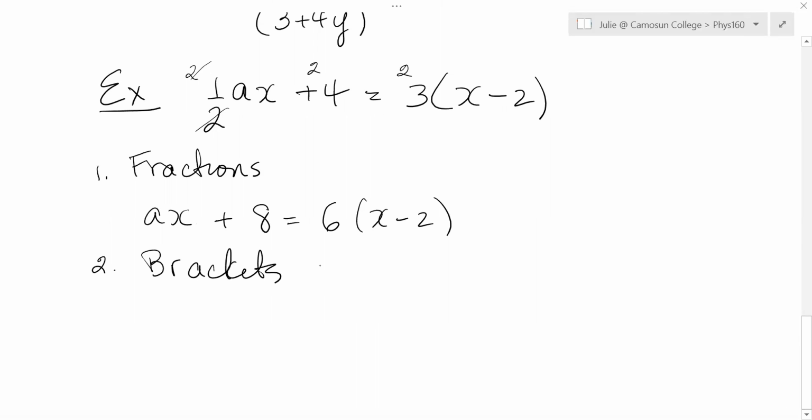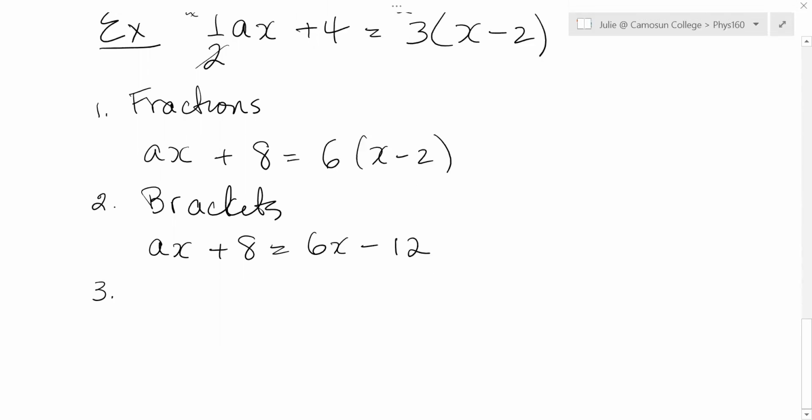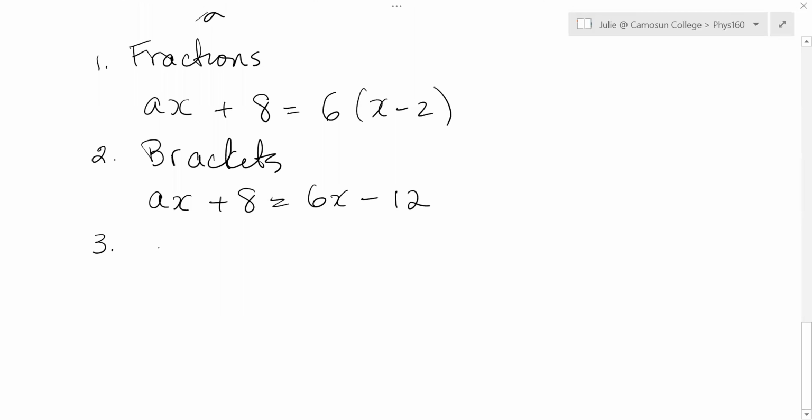Okay, now we've got this x inside the brackets. That's why we have to get rid of the brackets. So we'll get rid of these brackets on the right-hand side here. 6x minus 12. Okay, step 3 is to transpose. So we've got to get all the x's on one side and all the other terms on the other. Now, it doesn't really matter which way around I go. I don't like negative numbers, so maybe I'll take the ax to the right and the 12 to the left.